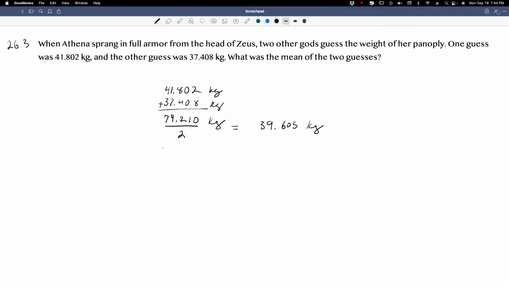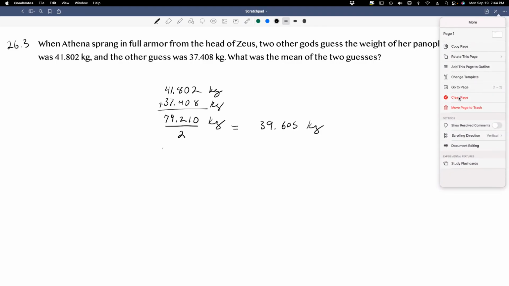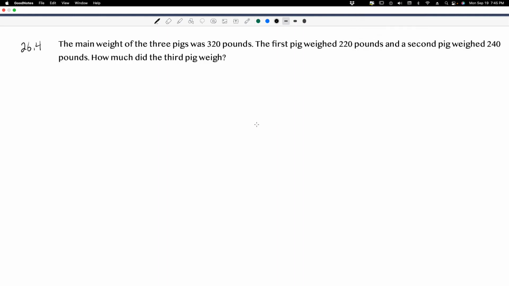Now in 26.4, Miss Tracy got a little tongue-tied there. We are given, this should have said not main, this should have said mean. I had a typo, sorry, I'm not perfect. The mean weight of the 3 pigs was 320. That means the average weight was 320. So we took some number, which was the sum, and that gave us 320 pounds.